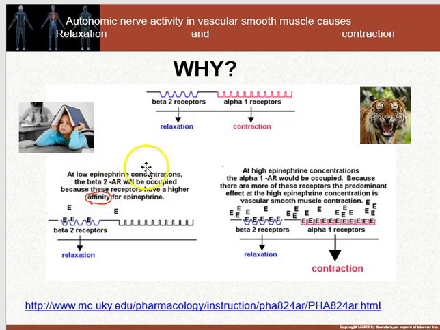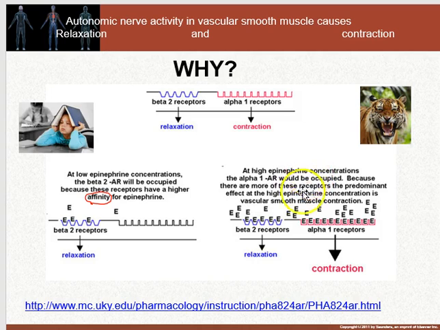So at low epinephrine concentrations, the beta 2 receptor is occupied because these receptors have a much higher affinity for epinephrine. As you're just sitting there, your beta 2 receptors are binding to the epinephrine because of their high affinity, and they're promoting vasodilation. Now, when you're stressed, when you see a tiger coming out of the forest and it wants to eat you, that's a stress response. And so now you've got much higher epinephrine concentrations because you're scared.